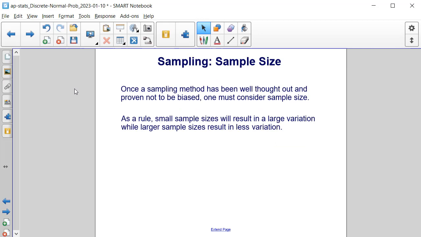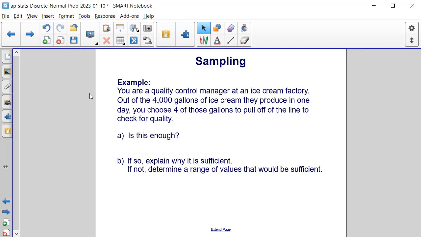Once a sampling method has been well thought out and proven to not be biased, one must consider the sample size. As a rule, small sample sizes will result in a large variation, while larger sample sizes result in less variation. Let's try an example. You are a quality control manager at an ice cream factory. Out of the 4,000 gallons of ice cream they produce in one day, you choose 4 of those gallons to pull off of the lines to check for quality. Is this enough? And if so, explain why it is sufficient, and if not, determine a range of values that would be sufficient.